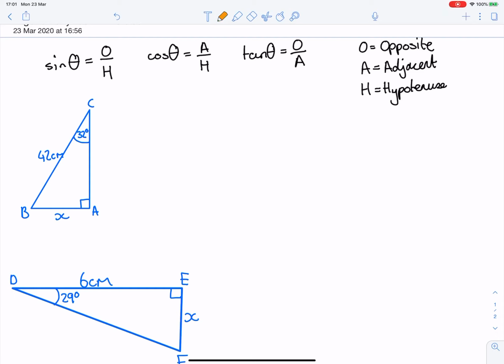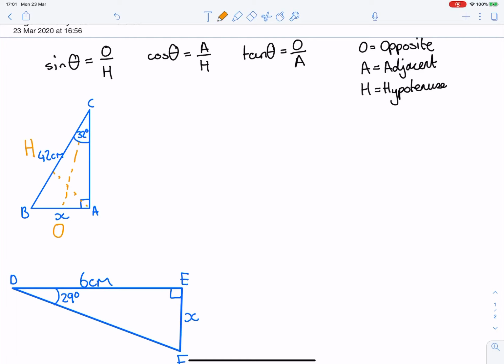X is across from the angle, so X is opposite. 42 is across from the 90 degrees, so the 42 is the hypotenuse. So we've labelled the sides and we've got O and H. We then look at the top: sine theta is O over H, cos theta is A over H, tan theta is O over A. We've got O and H, so the one that we're going to use for this question is sine theta, just as you did with task 2.